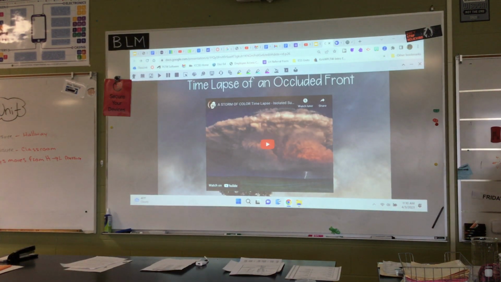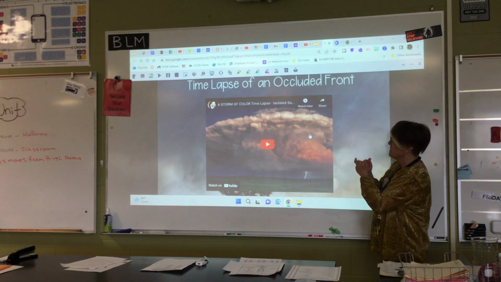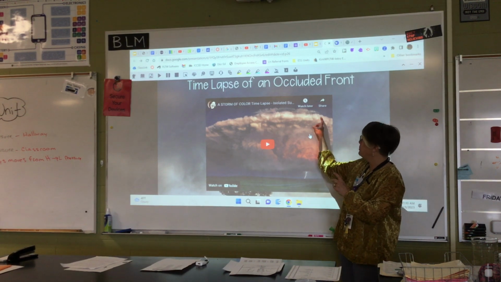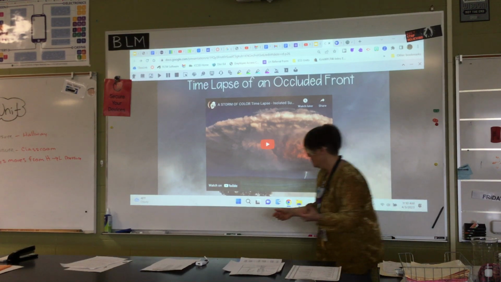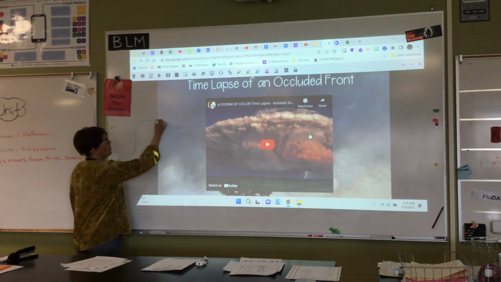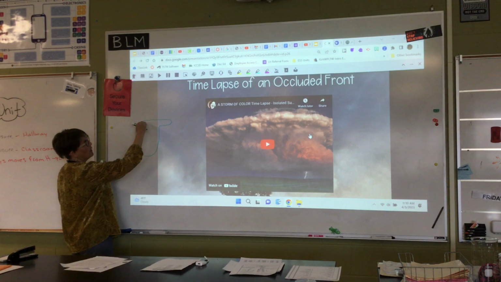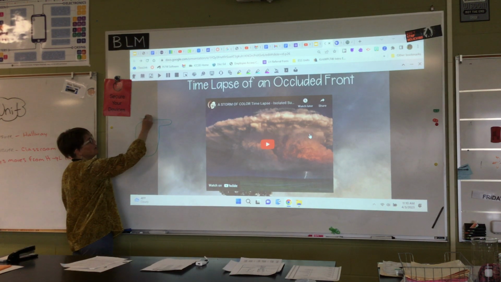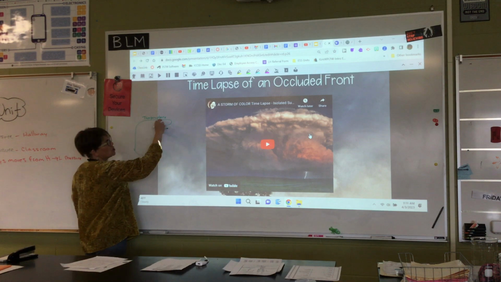All right, let's go ahead and look at a time-lapse of an occluded front. This is what's called a thunder boomer-like cloud. This is a thunderstorm, and you notice it's got this big anvil. Do you know what an anvil is? The weather goes up only so far, and then it reaches the top of the troposphere, and it can't punch through the troposphere, so it begins to spread out.